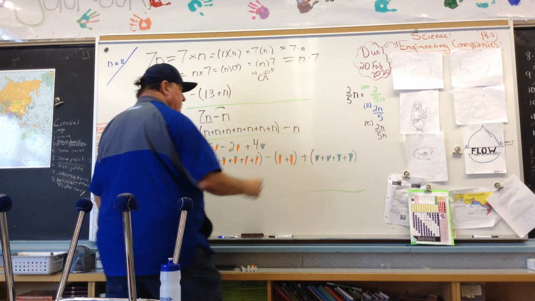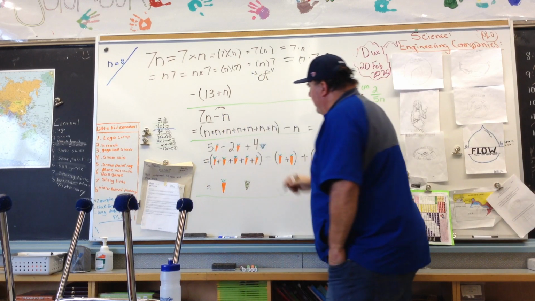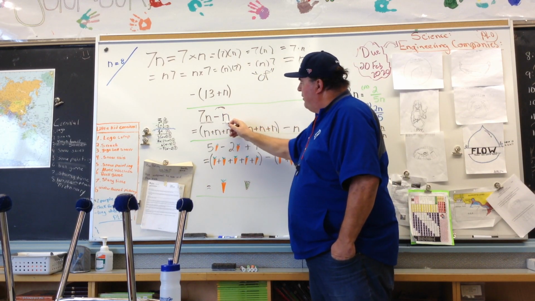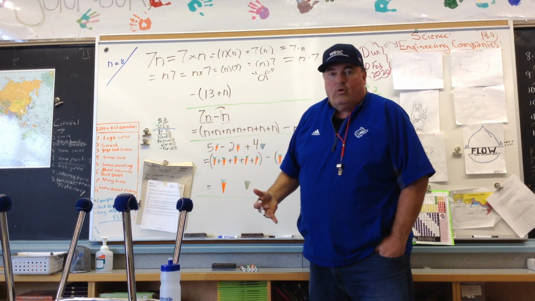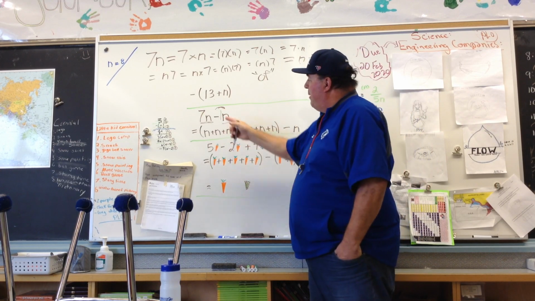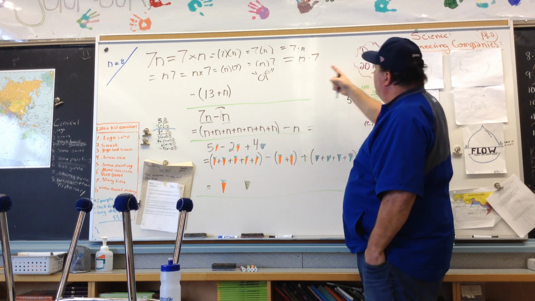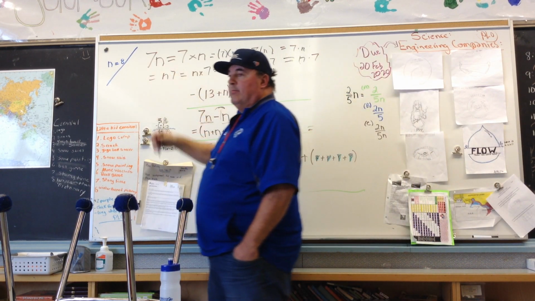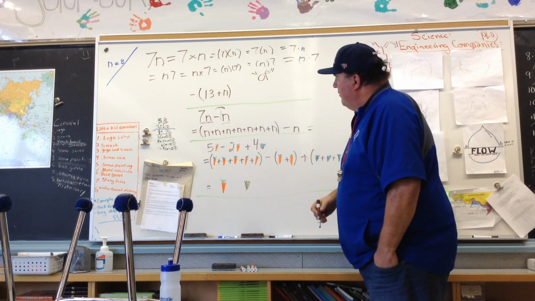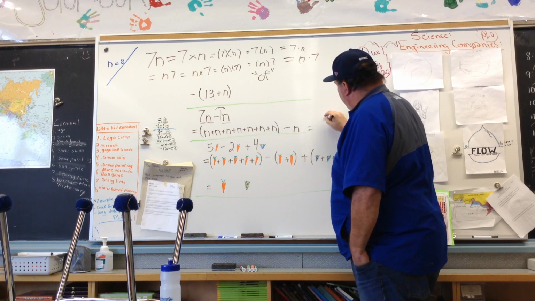So obviously, your answer, because these are of the same family, you've got 7n and you've got really 1n. n or 1n is the same thing, because remember 1n means 1 times n, and there's 7n. Okay? So therefore, of course, you wind up with 6n.